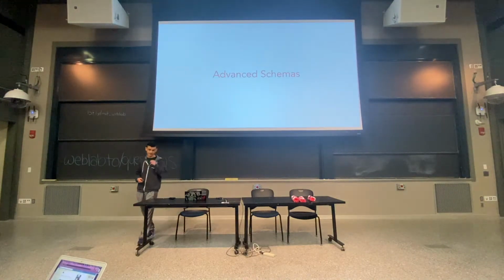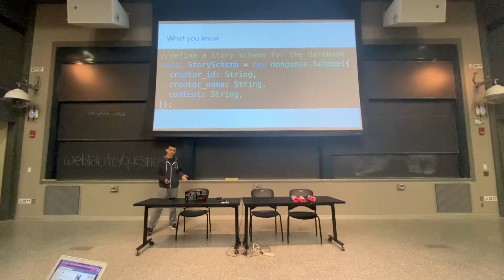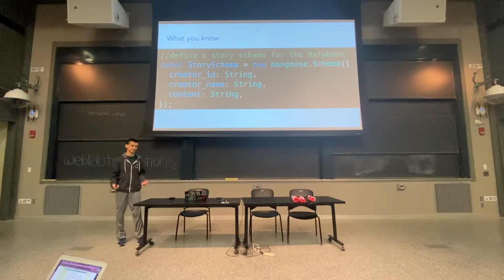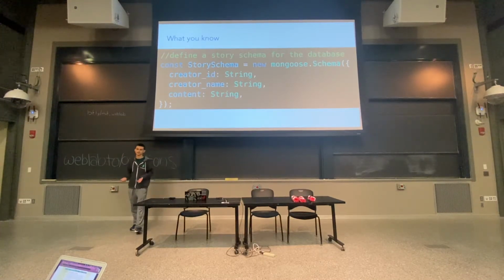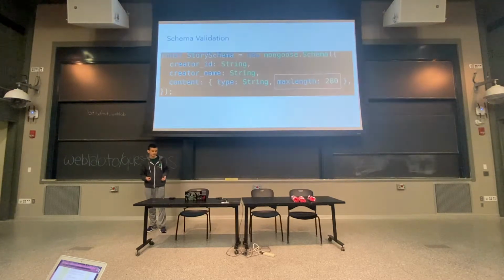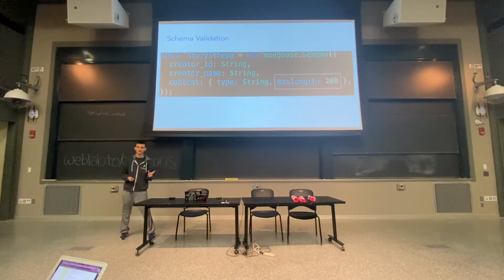So let's look a bit more at the schemas. We defined this story schema last week. It has three things, pretty simple, three strings: an ID, a name, and some content. Mongoose lets you add more things to the schemas to make it even more restrictive. Let's say I want any stories to be no longer than 280 letters long. You can add this to the schema.